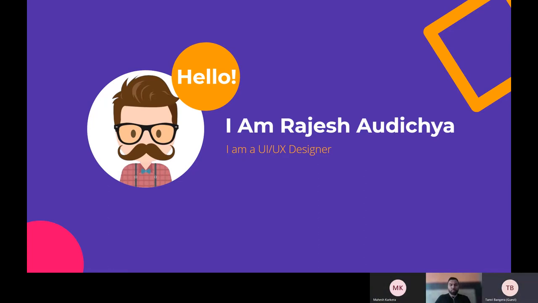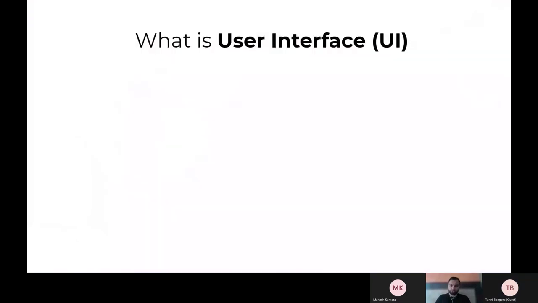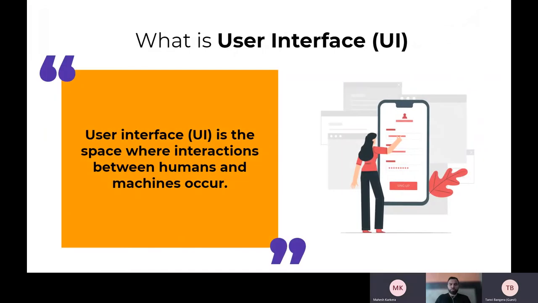Okay, so with those examples, we understood what is UI and what is UX. So we'll look at a definition. User interface, UI, is the space where interaction between human and machine occurs. So with the example of a switchboard, we interacted with the switches. That is your UI. We interacted with that UI. So interaction between a human and the switchboard, the machine, occurred. That is your user interface.